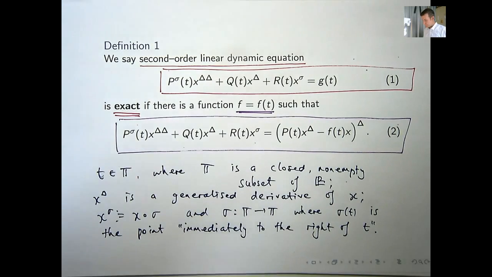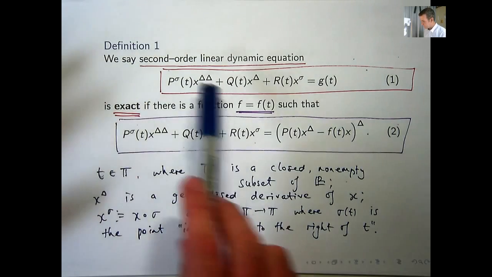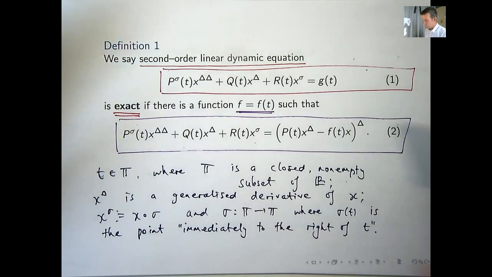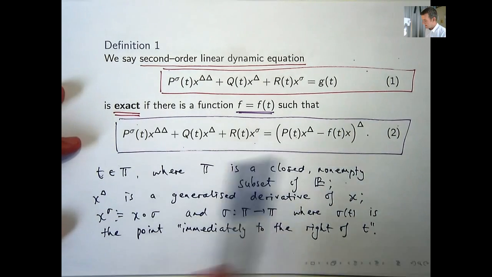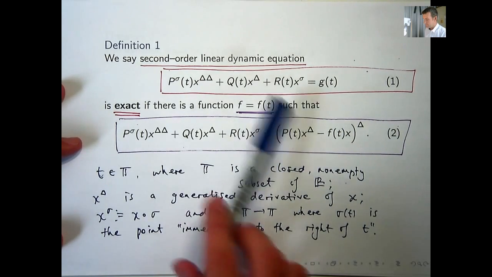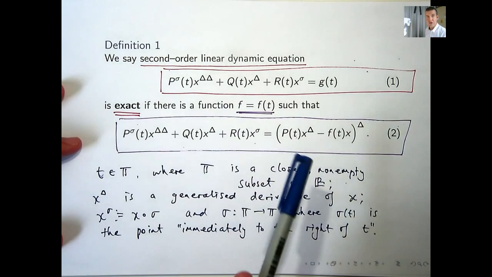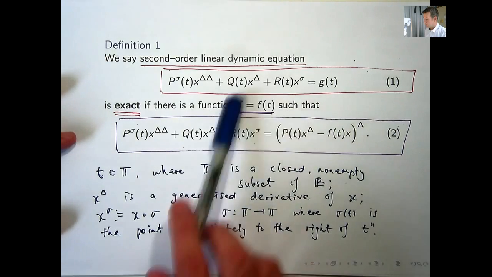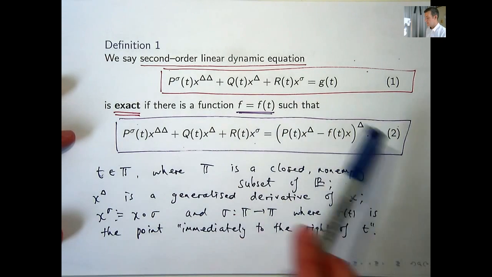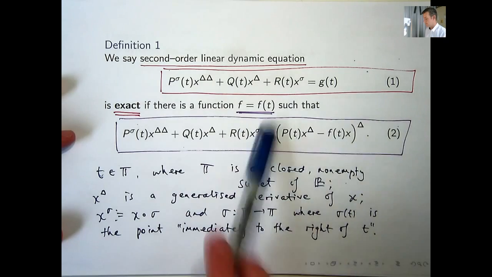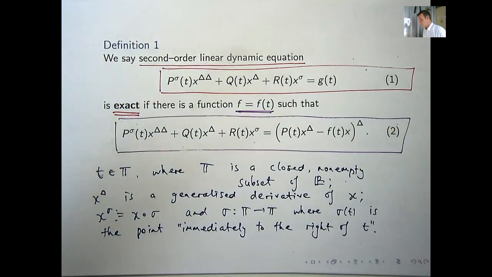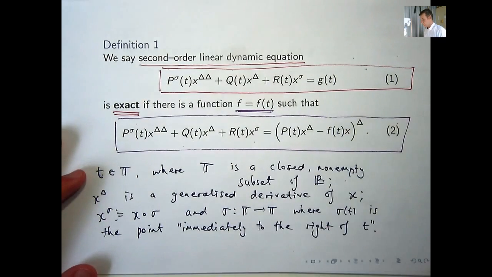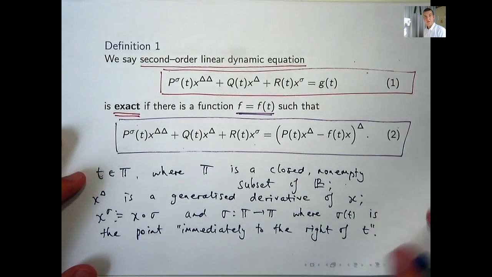P, Q, and R and G are all functions in this setting, and the challenge is to produce an f or show when an f will exist, such that the left-hand side of this can be sort of compressed or reduced to this. So when is that possible?